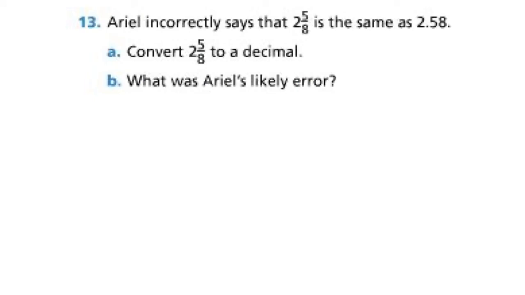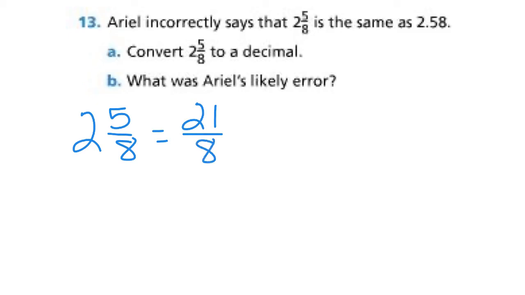Question 13. Ariel incorrectly says that 2 5/8 is the same as 2.58, or 2 58. First, we want to convert 2 5/8 to a decimal. 2 5/8 is equivalent to 21 over 8. This, when we divide it out, is equal to 2.625, or 2 625. This is not Ariel's answer. More than likely, Ariel forgot that she needs to divide out her fraction.